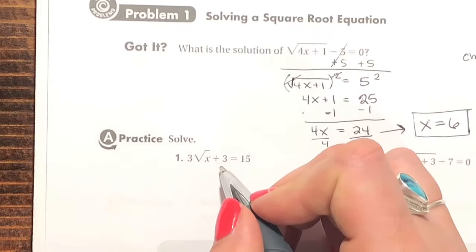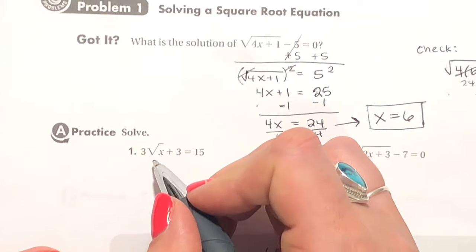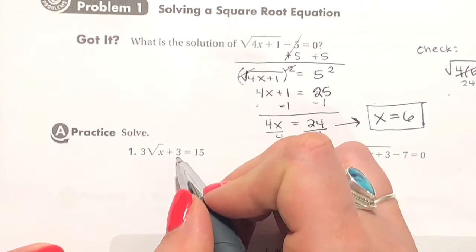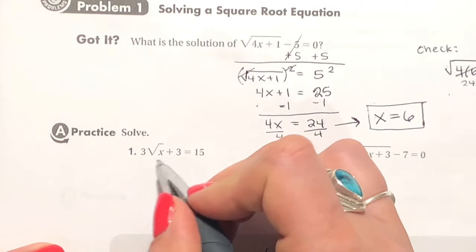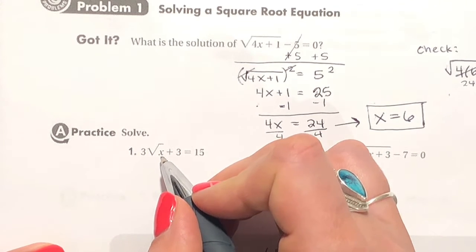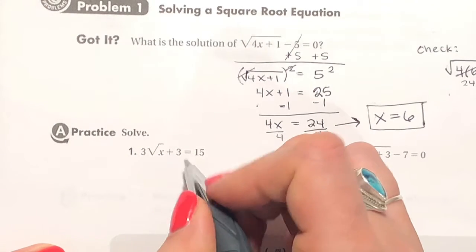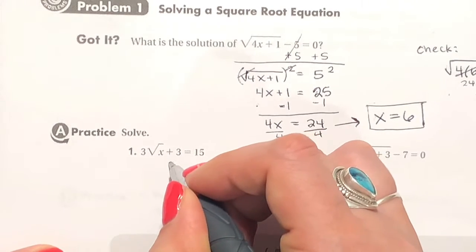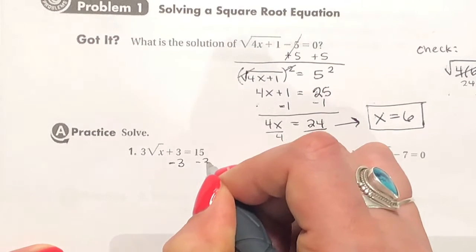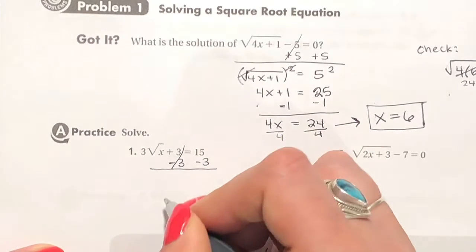So on this one, we have 3 times the square root of x plus 3 equals 15. Again, we're trying to isolate that x and get it alone. So we have this 3 and this 3 to get rid of. Make sure you're doing the order in the correct way. So first we have to get rid of this plus 3 by subtracting. So do your add or subtract step first.